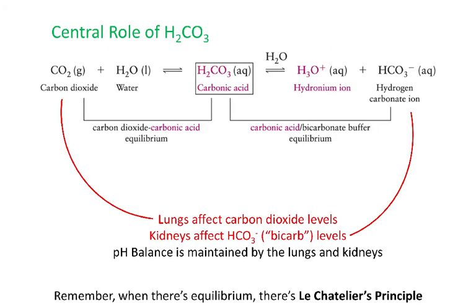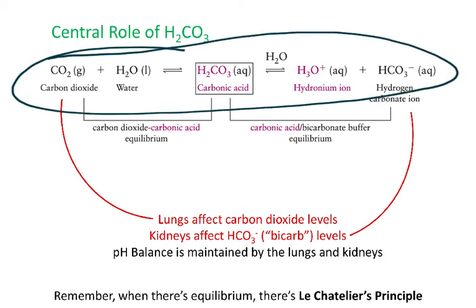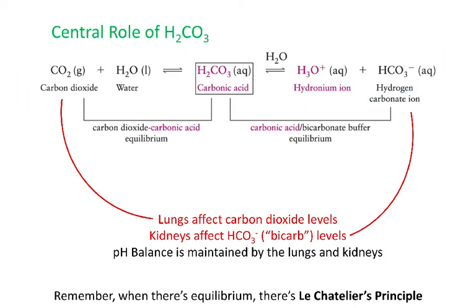Here are my own extra notes on this. So the lungs affect carbon dioxide levels, kidneys affect bicarb levels, and they're all connected through these multiple equilibria, and hydronium is right here. So the pH balance is maintained by the lungs and the kidneys. And remember, when there's equilibrium, there's Le Chatelier's principle.